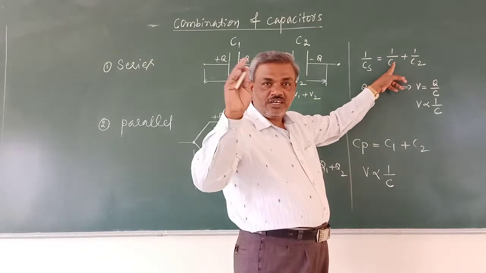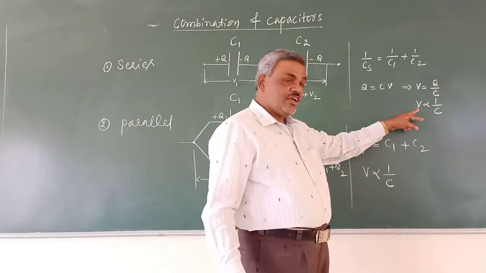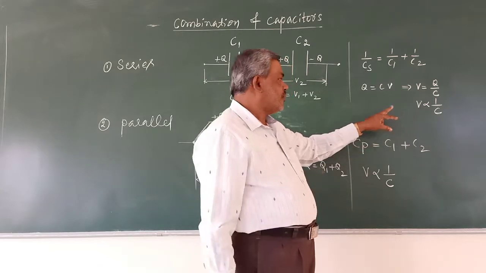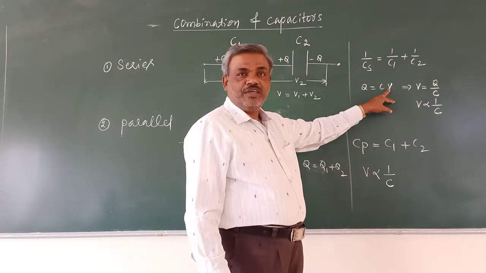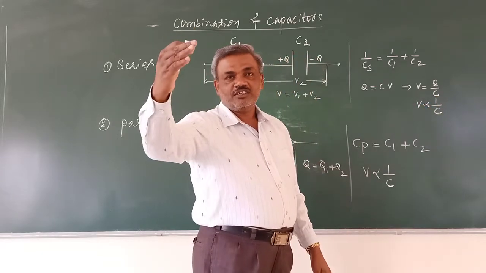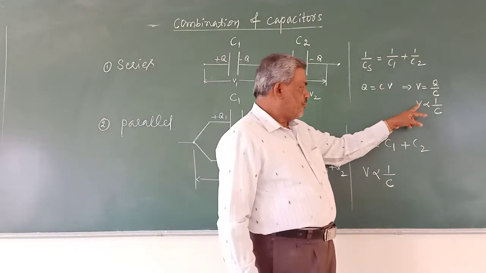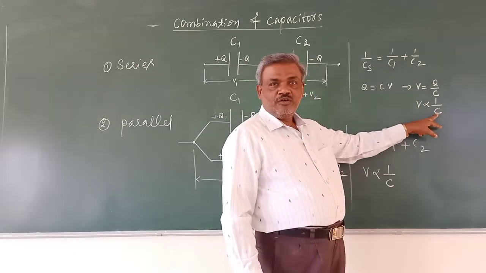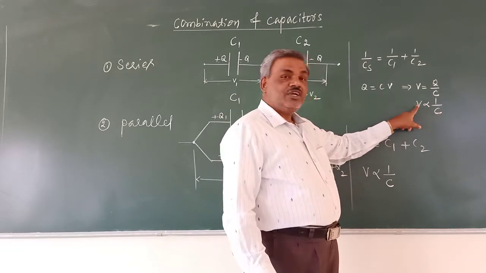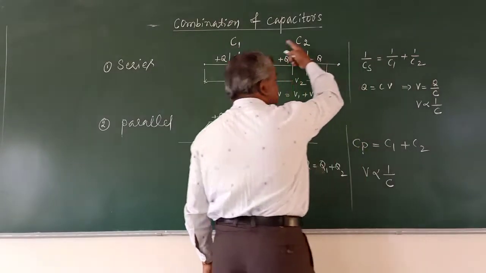Effective capacitance decreases in series combination. So when effective capacitance decreases, what about voltage? Voltage is increased. Now formula Q equal to C into V, so V equal to Q by C. In series combination, charge remains constant, the same charge for all capacitors. Then V is inversely proportional to C. But in series combination, total capacitance decreases and voltage increases. So this is a series combination of the capacitors.